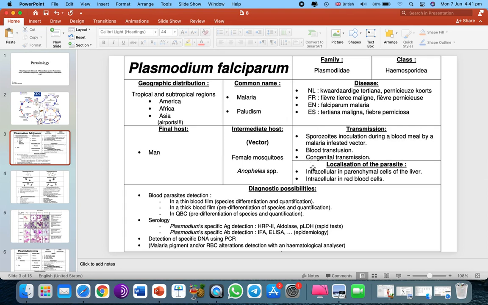So the localization of the parasite, as I mentioned before, we have two localizations, the liver and then the blood. So that's why I explained the life cycle at the first point.